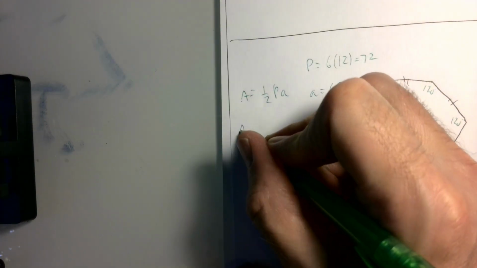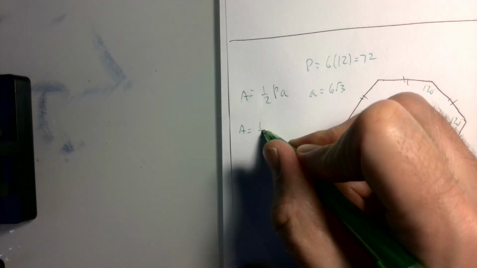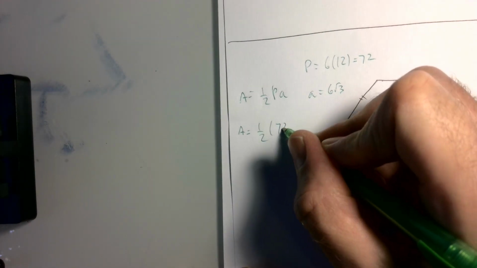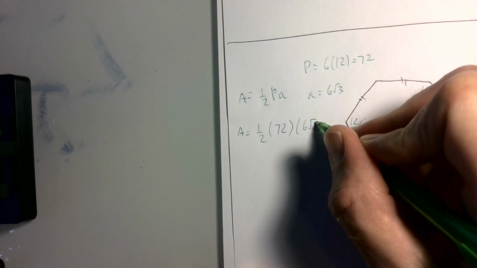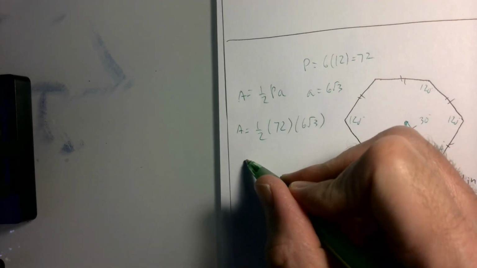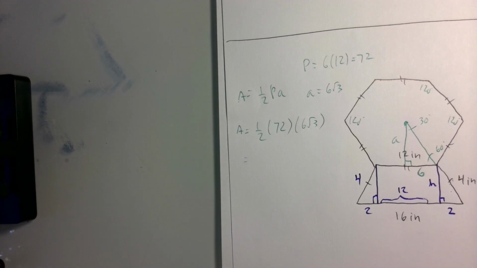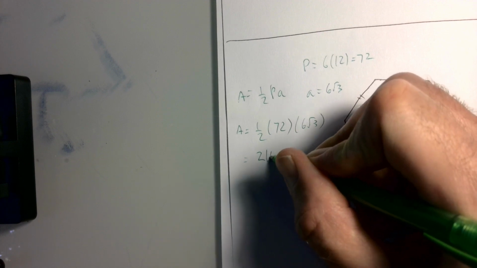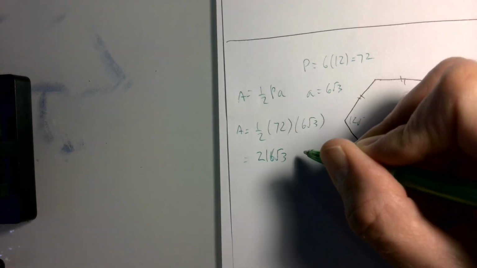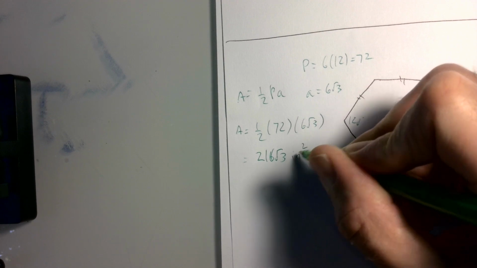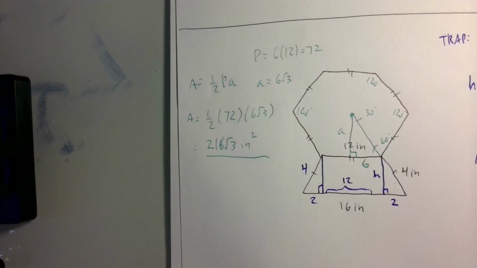So our area of our regular hexagon is 1/2 of 72 times 6 square root of 3. And let's see, that's the same as 36 times 6, so 180 and 36. I want to say that that's 216, but I'll just go ahead and multiply it out to make sure I don't mess something up. So yes, 216 square root of 3 inches squared. So that's for our regular hexagon.